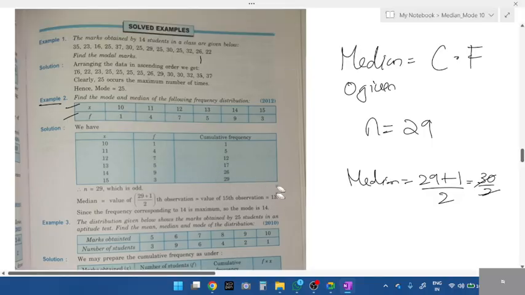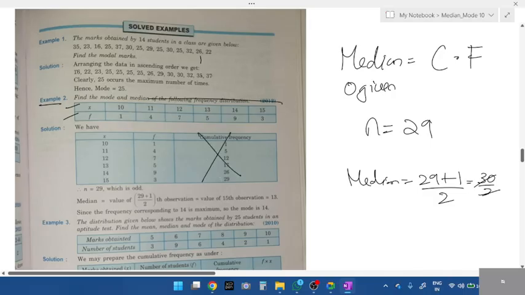That's the reason I tell you all to go through the textbook questions, students. It is very easy to solve. Whatever I explain, plus the textbook questions, 100%, you'll be able to solve all the questions. Next. For mode, we don't take cumulative frequency.